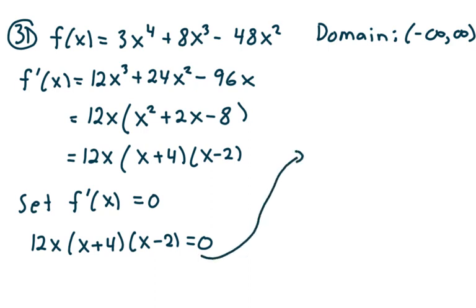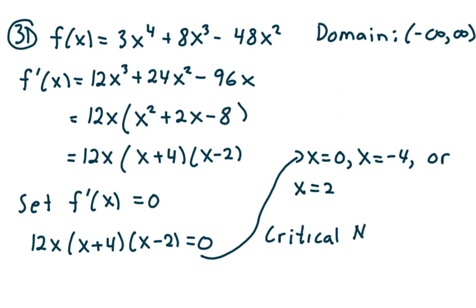And so when I solve for x here, I get x equals 0, x equals negative 4, or x equals 2. And I want you to notice that 0, negative 4, and 2 all belong to the domain of the function. And so what that tells us is that the critical numbers for problem 31 are 0, negative 4, and 2. And that's problem 31. I want to show you problem number 37.